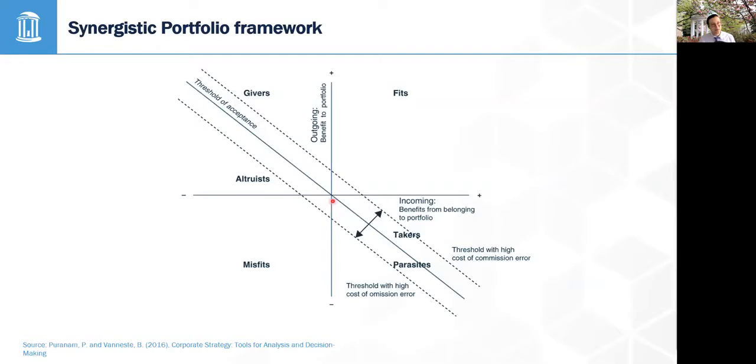At the other extreme, you may have some slightly negative expected synergy value, but if the cost of errors of omission is high, that shifts the threshold down. So you might still want to create that synergy, even if the expected value is negative. And that would be common with new technologies or business models that might disrupt an industry.